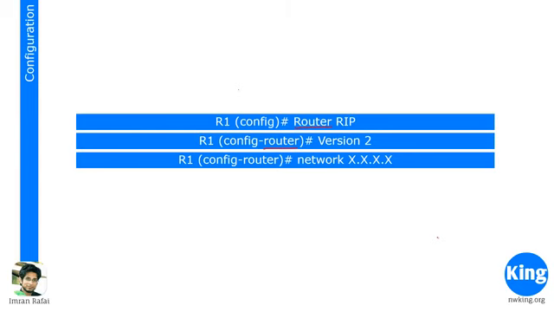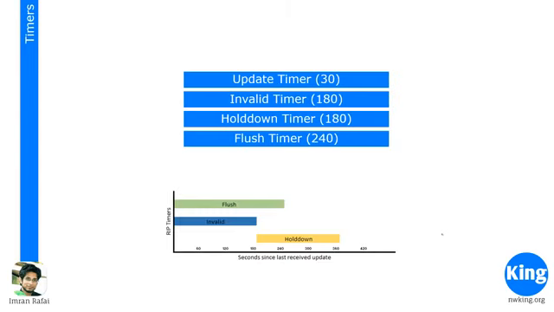Next, let's look at the timers. RIP has 4 basic timers. The first timer is the update timer. The update timer is the interval it takes for updates to go out. Every 30 seconds RIP sends out an update on all the interfaces participating in RIP routing. That means it takes the entire routing table and sends it out on all the interfaces that are working with RIP.